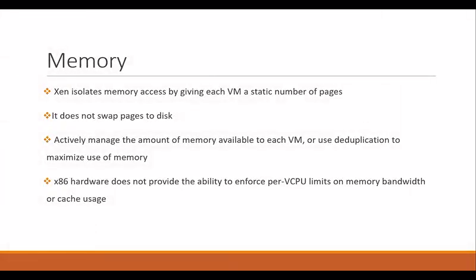The second resource here is the memory. Xen achieves isolation in the memory, and does a good job of this by just giving each VM a static number of pages. It doesn't swap pages to disk. There are a lot of techniques to achieve high utilization of the memory. One of them is swapping, and then deduplication to achieve maximum use of the memory. It doesn't use swapping, ballooning, or TPS, or these techniques.